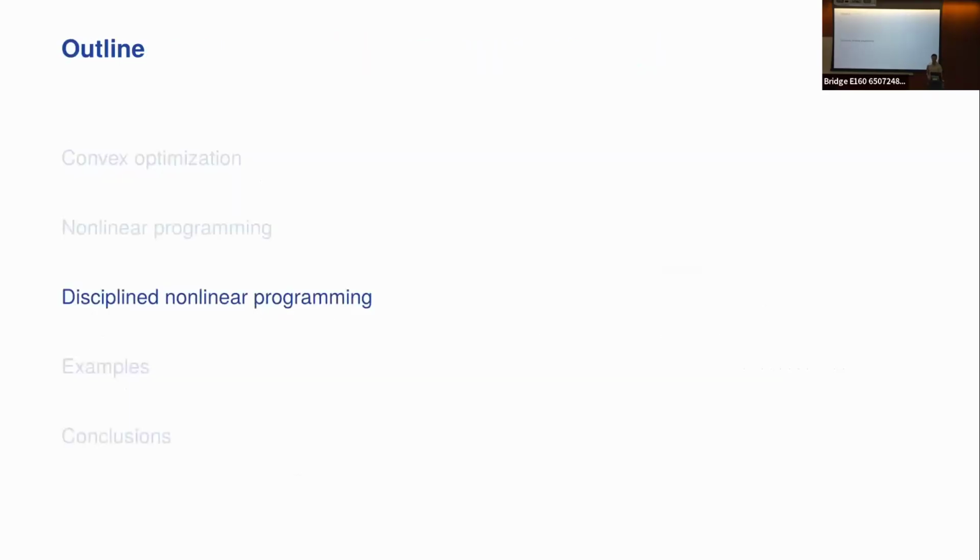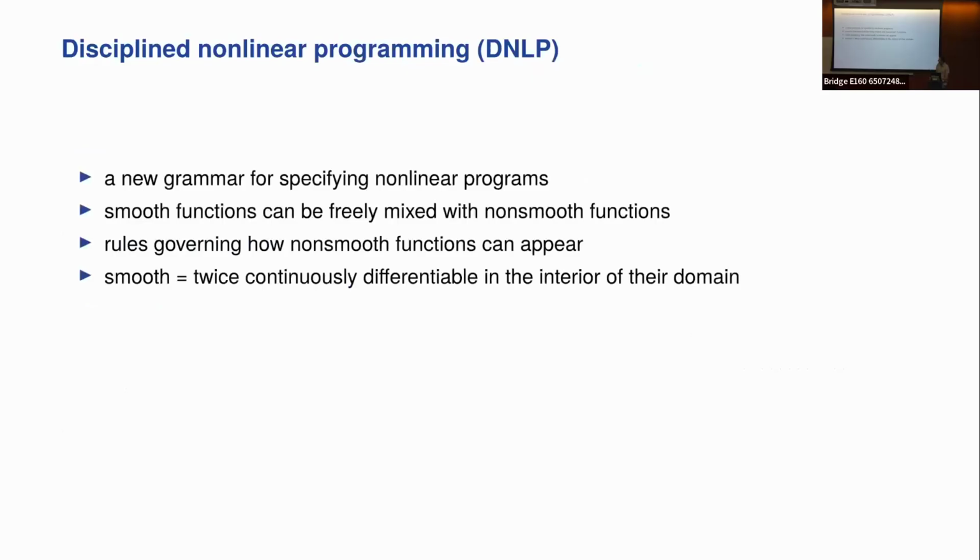So that brings us to disciplined nonlinear programming. Disciplined nonlinear programming is a new mathematical framework, or grammar, for specifying nonlinear programs. In this framework, we distinguish between two types of functions, smooth and non-smooth. If you have smooth functions, they can appear any way you like. But there are certain rules governing how non-smooth functions can appear in your problem. So if all your functions are twice continuously differentiable, then there are no rules. It satisfies the DNLP rule set.